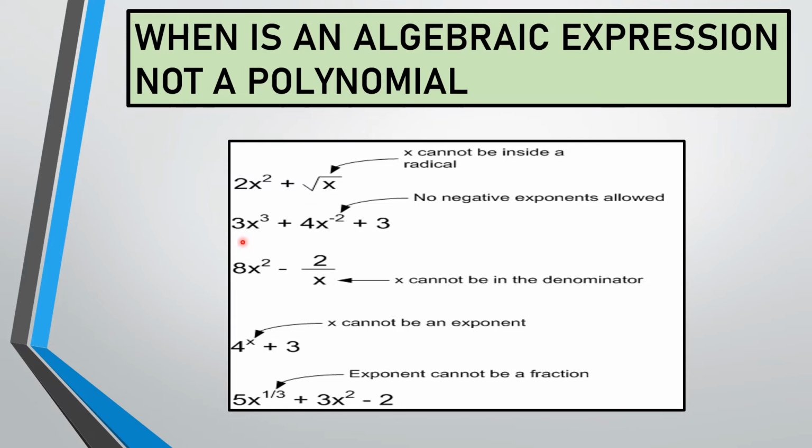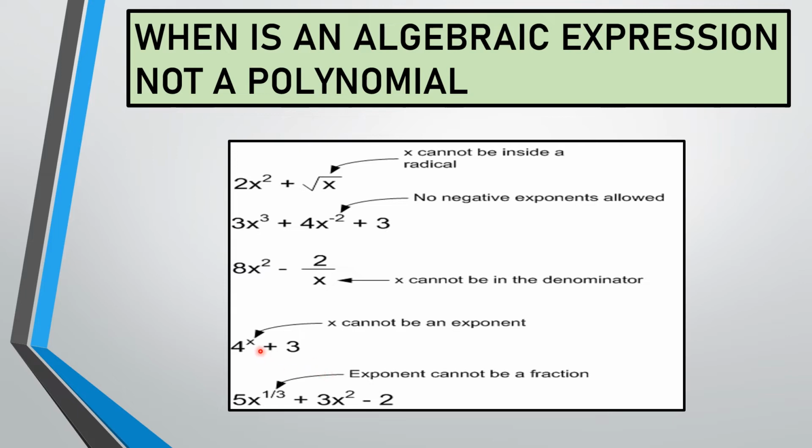The next one is 3x cube plus 4x to the power of minus 2 plus 3. Again, the power of the variable cannot be negative. No negative exponents are allowed. Then again, 8x square minus 2 by x. 2 by x can again be written as 2 into x to the power of minus 1, right? Again, it becomes a negative power. So x, or the variable, cannot be in the denominator. The other one is 4 to the power of x plus 3.